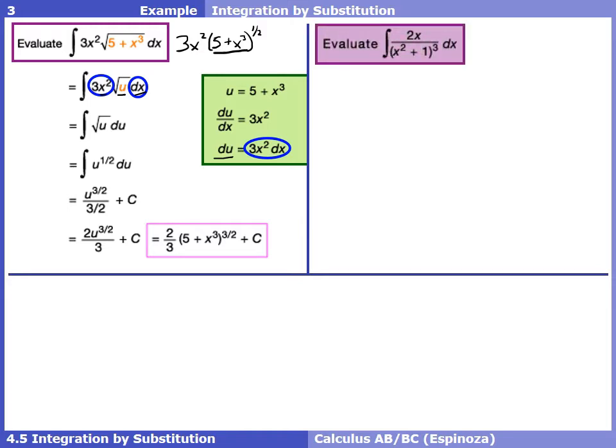What are we going to do in this next one? Well, again, there's one easy way to identify this as an integration by substitution. Do you see some stuff to a power? Or if you want to look at it a different way, do you see a function and its derivative inside the integral? If you do, that's how you know this is an application of integration by substitution.